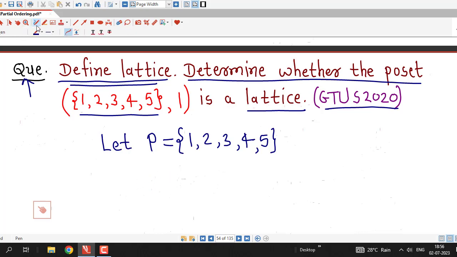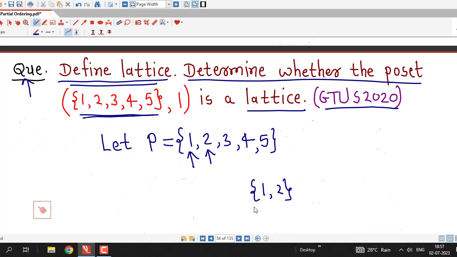Now I have to check for each and every possible pair, or I have to write that possible pair which does not have a least upper bound or greatest lower bound. So we can see that there are many possible pairs. So we can start with 1. We fix A equal to 1 and we vary the second value B. So possible subsets are {1,2}, {1,3}, {1,4}, {1,5}. Then we can fix 2 as the value of A, then we can vary B as 3, 4, 5. In this way we can check whether every pair of elements has a least upper bound or greatest lower bound.